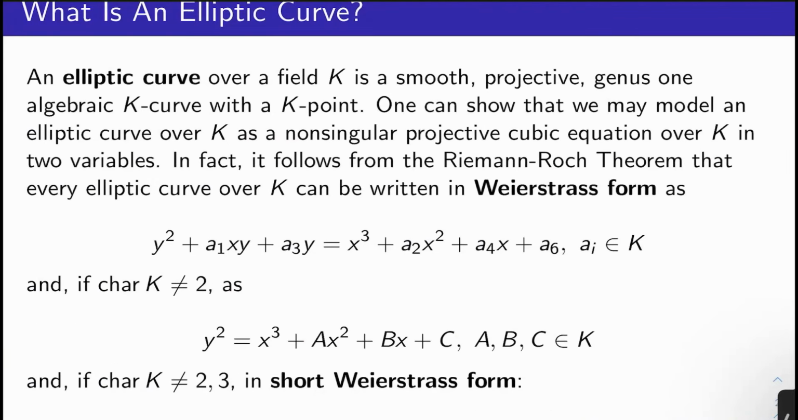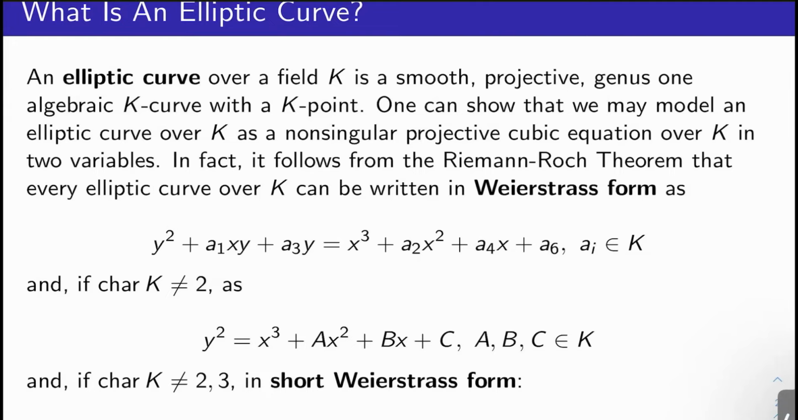So what is an elliptic curve? An elliptic curve over a field K is smooth, so think you can do calculus on it. Projective, think you can give it projective coordinates. Genus 1, think it's topologically a torus. Algebraic, think it's cut out by polynomials. A K-curve, think those polynomials have K coefficients, with a K point. So there's actually a point on the curve that has coordinates in K.